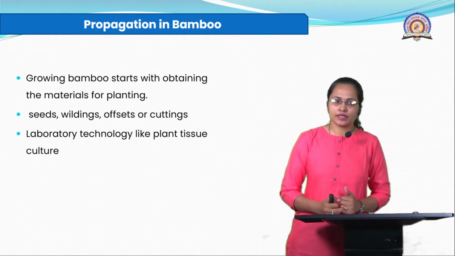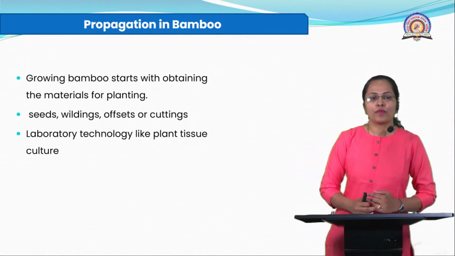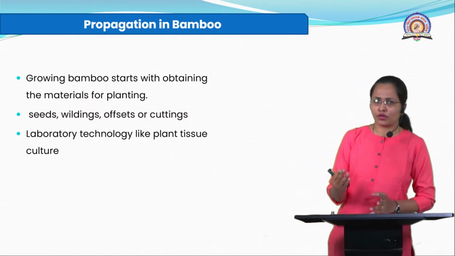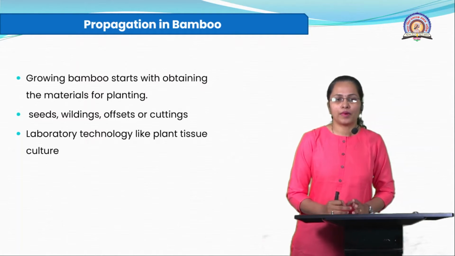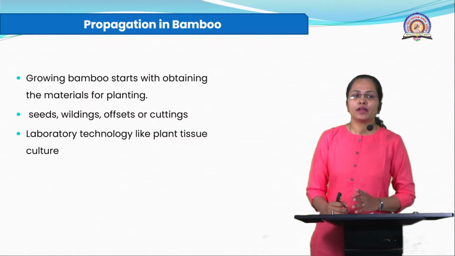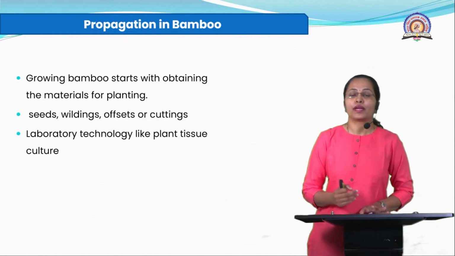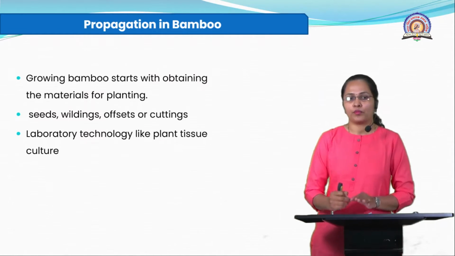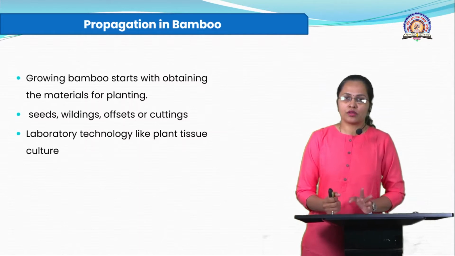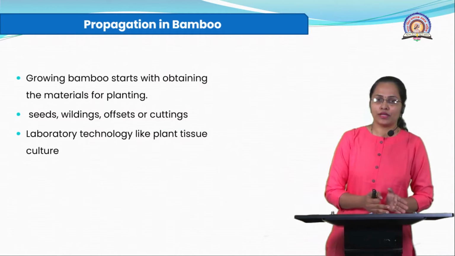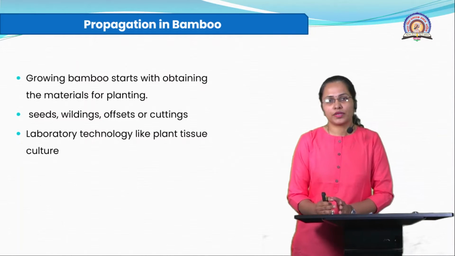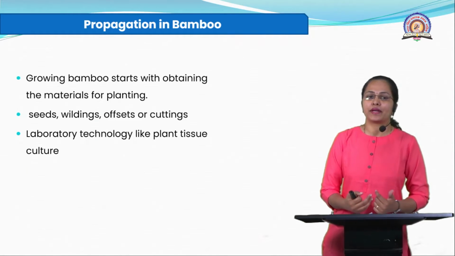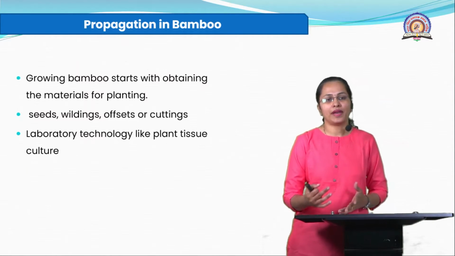So for propagation of bamboo, we can select different types of propagation for the production of plantlets of bamboo. Traditionally, this can be done by using seeds of bamboo, seedlings of bamboo, or offsets or stem cuttings of bamboo. Bamboo can propagate sexually as well as by asexual or vegetative methods, or we can propagate the plant by using laboratory techniques like the plant tissue culture technique.